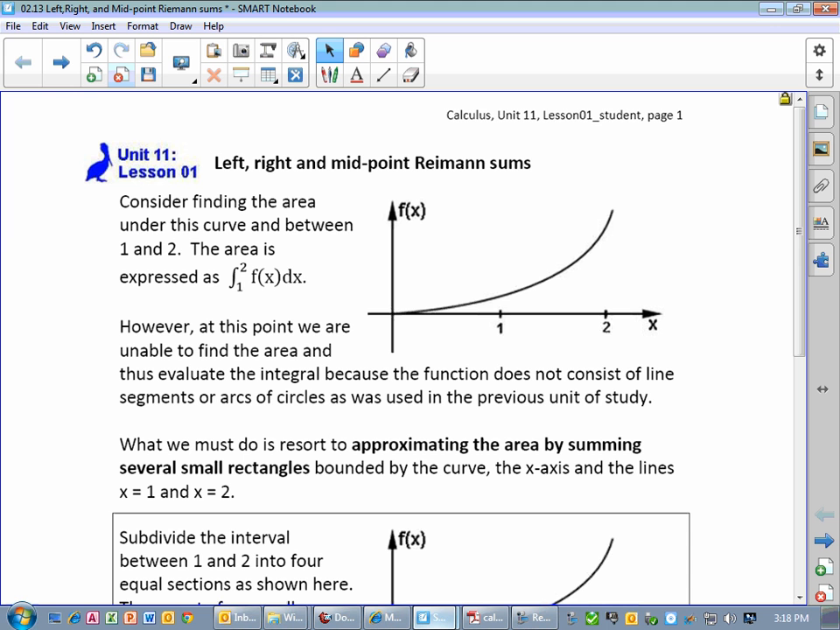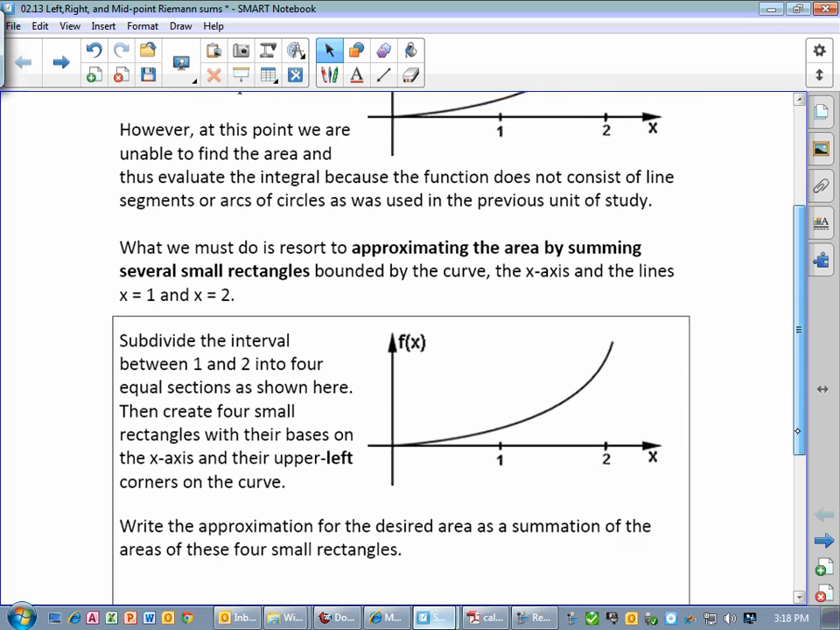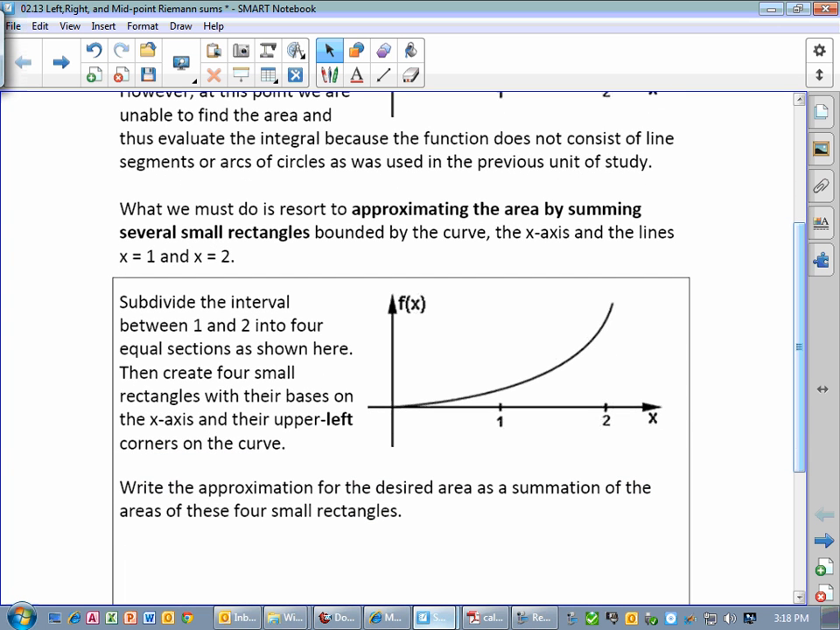Notice the area under the curve would be the integral from 1 to 2 of this function. Now at this point, we can't find that exact area. We don't have the tools for it. So the best we can do is approximate the area. And we approximate that area by summing the areas of smaller rectangles. We're going to use a rectangular approximation to do this.